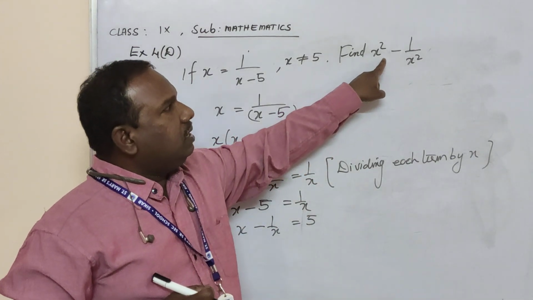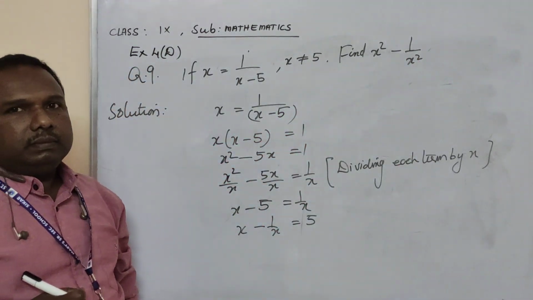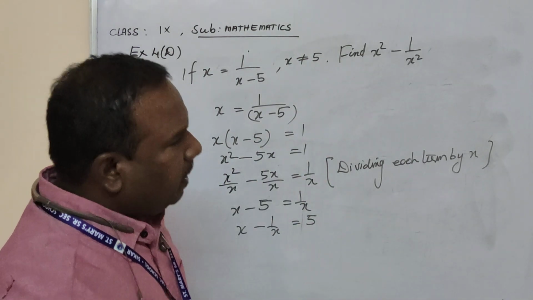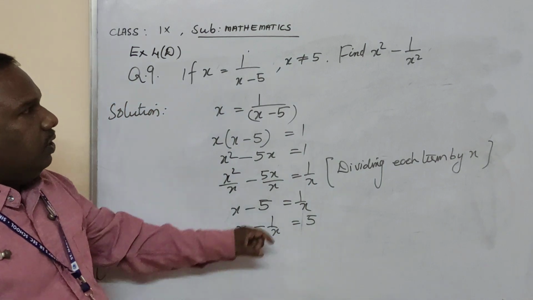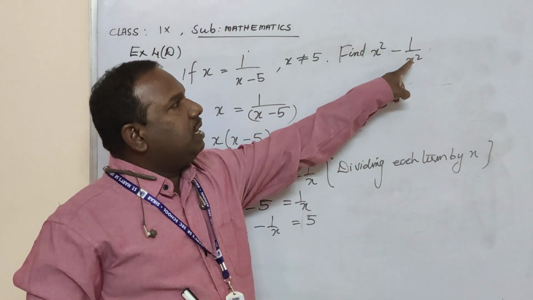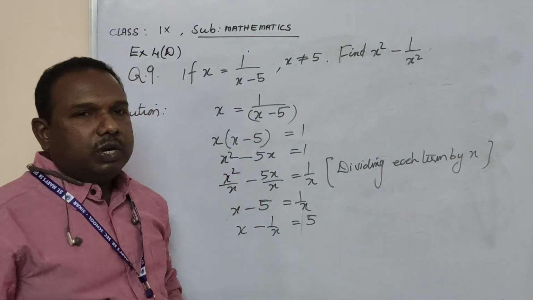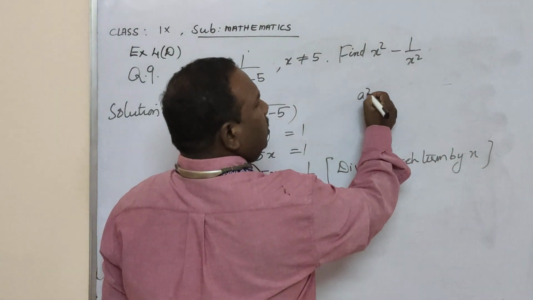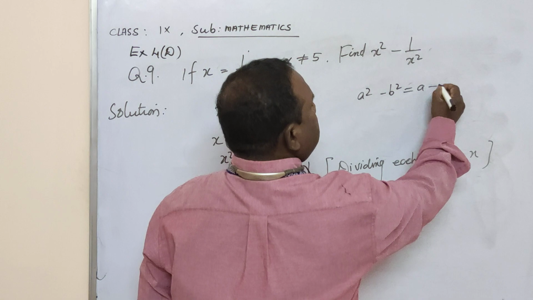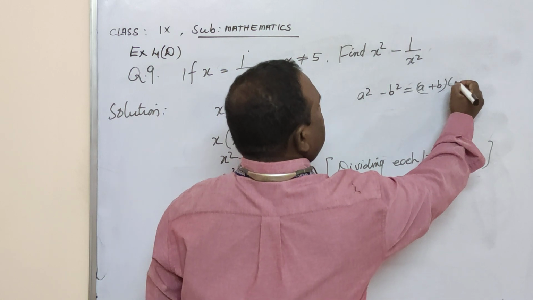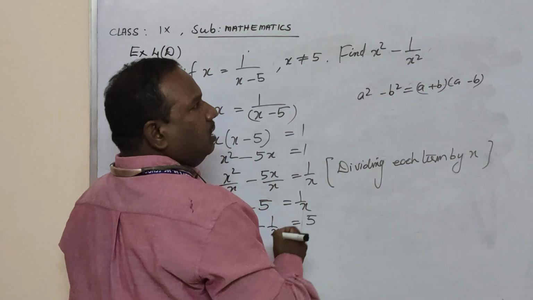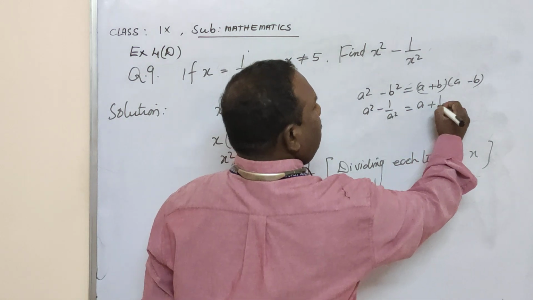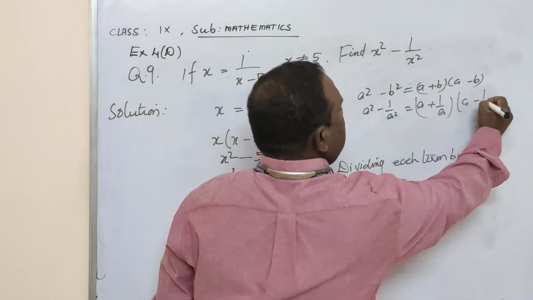Our question is find x square minus 1 by x square. Now we know it is in the form a square minus b square. What is the a square minus b square identity? A square minus b square is equal to a plus b into a minus b. Or the same can be a square minus 1 by a square is equal to a plus 1 by a into a minus 1 by a.